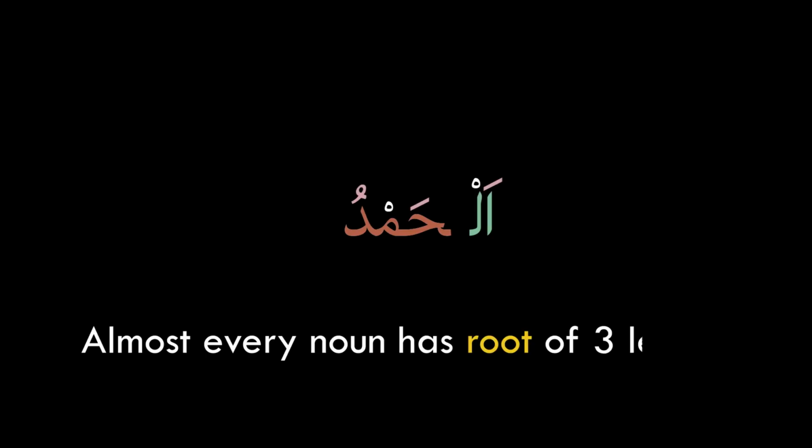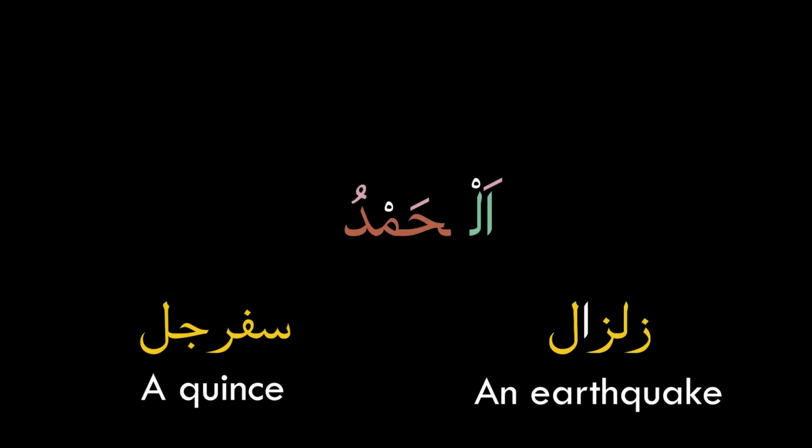The first word in this verse is Alhamdu. It is a combination of the definite article al and the noun hamd. In Arabic, almost every noun has a root of 3 letters. There are some rare cases when you can find a noun that has a root of 4 letters or more. Anyway, the word hamd consists of 3 letters. So automatically, those 3 letters are its roots.